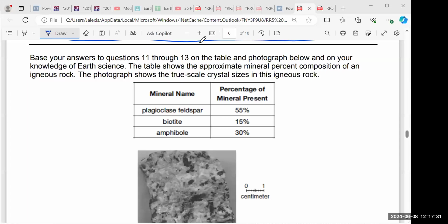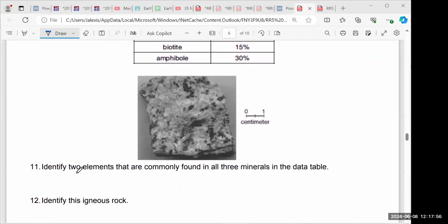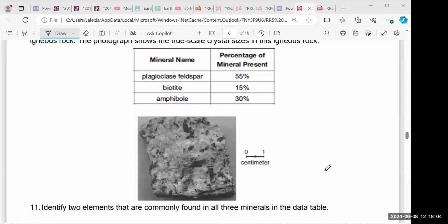All right, number 11. It says base your answers to questions 11 through 13 on the table and photograph below and on your knowledge of earth science. The table shows the approximate mineral percentage composition of an igneous rock. The photograph shows its true scale crystal sizes in this igneous rock. Number 11 says identify 2 elements that are commonly found in all 3 minerals in the data table. So I'm going to go to page 16 and look at these 3 minerals.